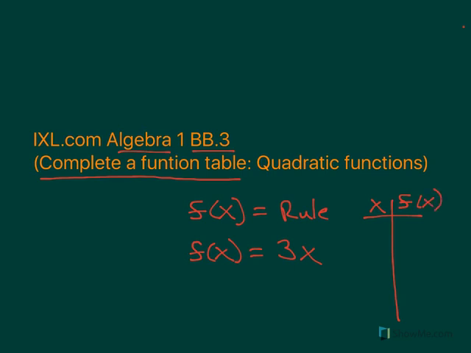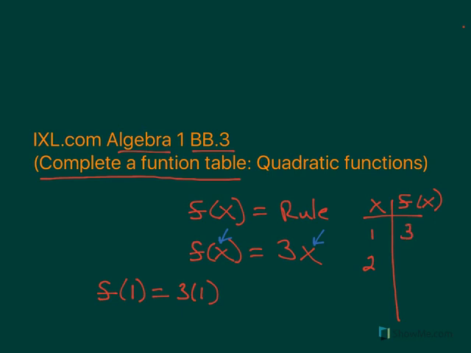So for example, if I said I wanted to put in a 1 and a 2, then the first input, f of 1, this is basically going in for x. So everywhere you see an x, you want to put in the number 1 for the input. So f of 1 in this case would be 3 times 1, and 3 times 1 is 3, so that's your output.